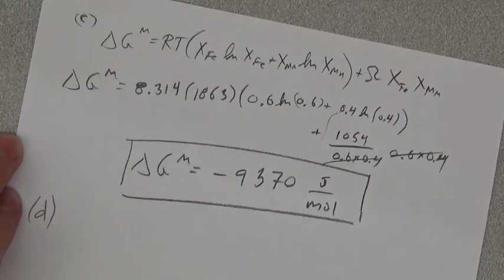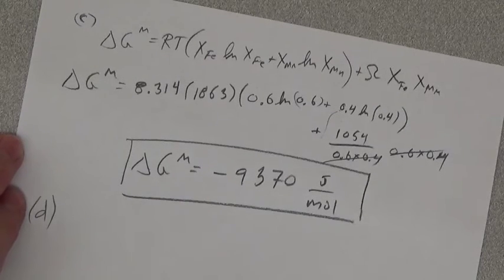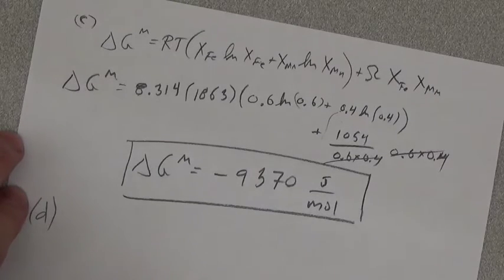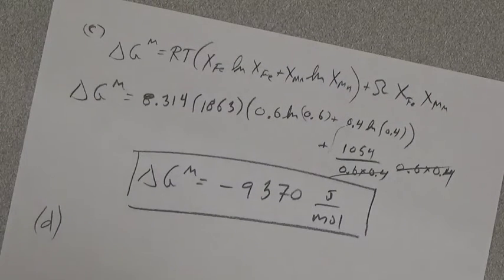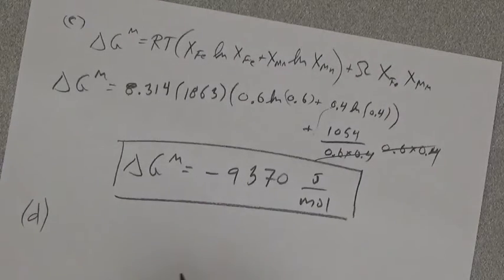And last but not least, we're going to do D. So D is talking about calculating the partial pressure of manganese and iron exerted by the alloy when the mole fraction of manganese is 0.2.